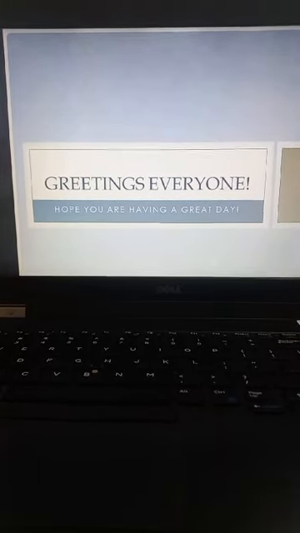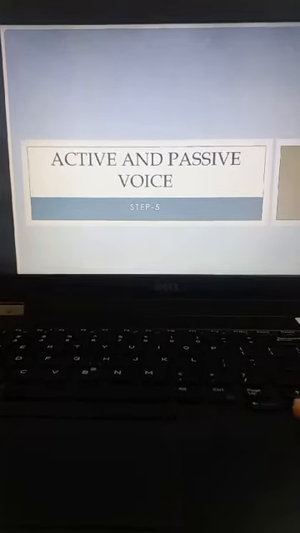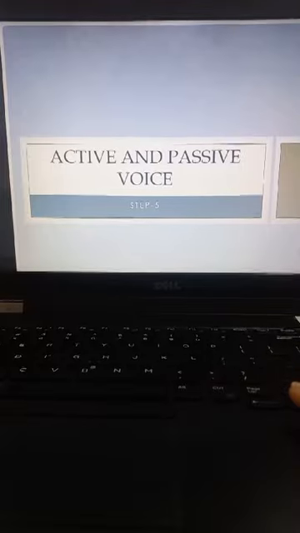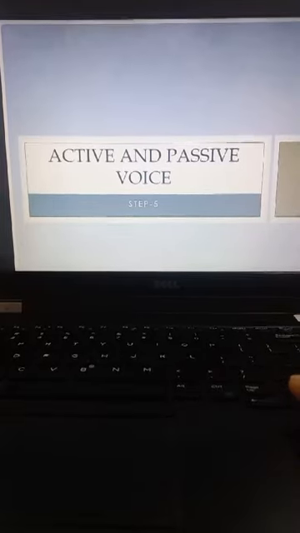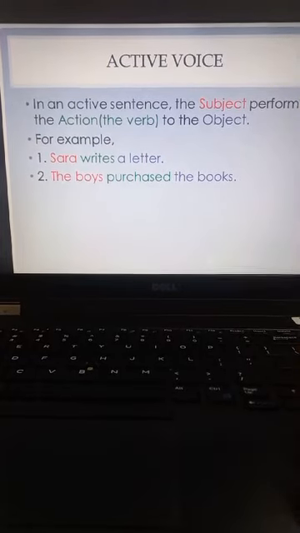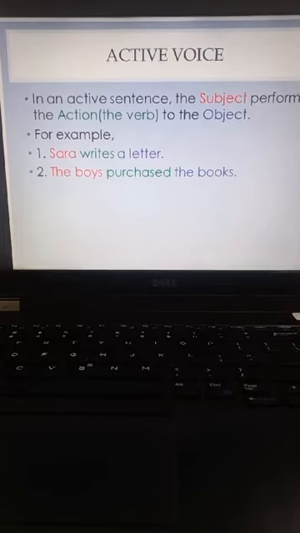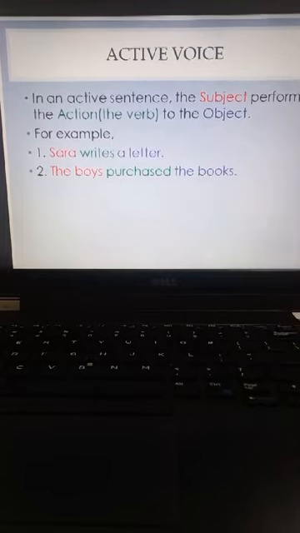Welcome to your English class, and today we are going to study active and passive voice. So there is a difference between these two kinds of voice, which are actually two different types of sentences conveying the same meaning. For example, when we say active voice, it is the sentence in which the subject performs the action to the object or on the object, right?